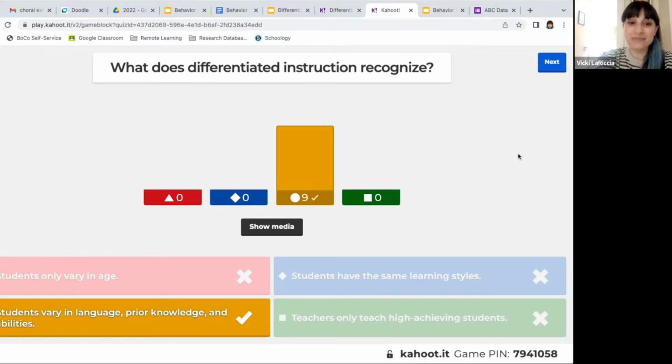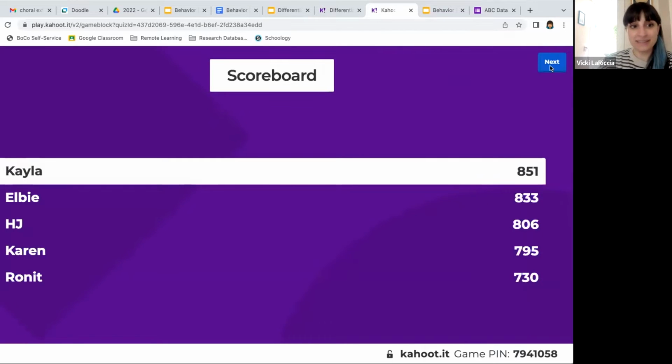Students vary in language, prior knowledge, and abilities. Some of these other options are outlandish, so I'm glad no one else selected those. And then after every question, there's this leaderboard. And the kids love this. They love getting competitive with this scoreboard.